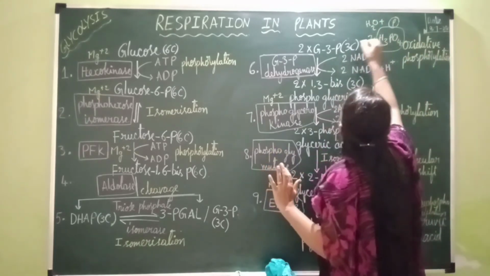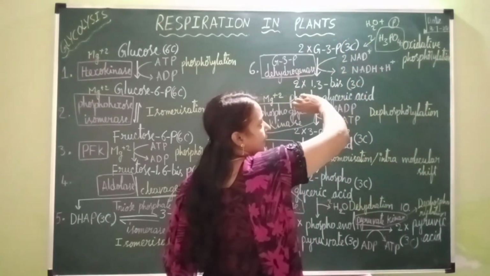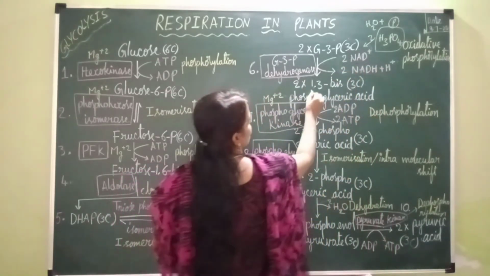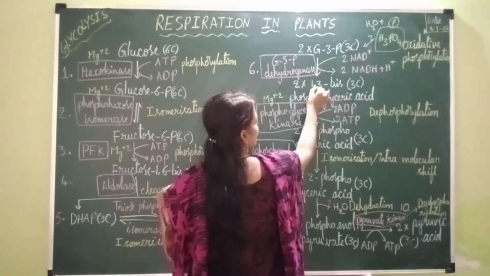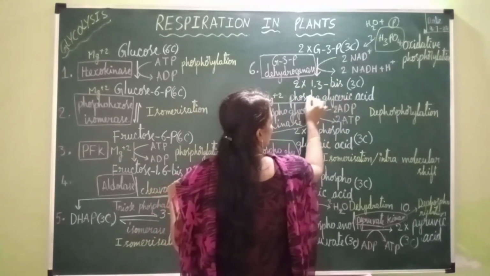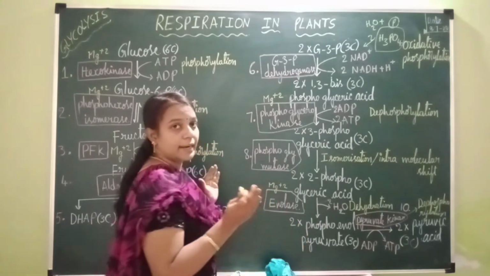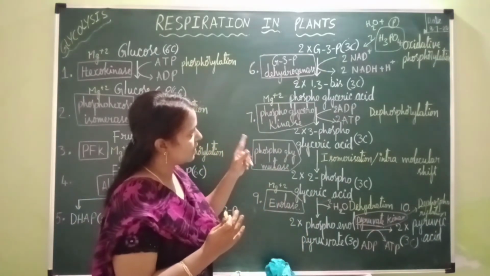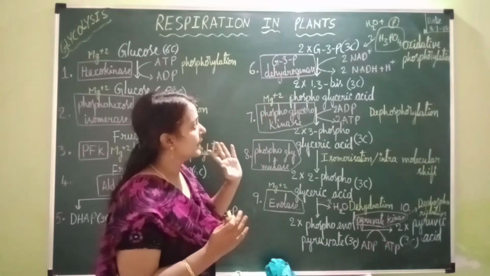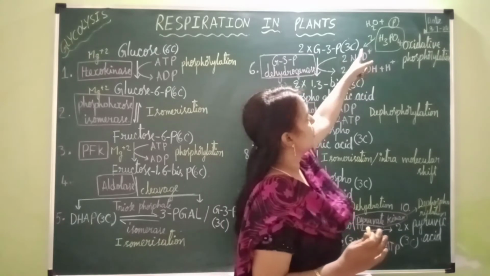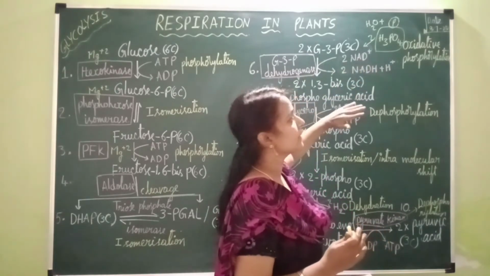So two molecules of H3PO4 are added, due to which one inorganic phosphate is added. Where is it added? At the first position of this G3P. Hence it has become 1,3-bisphosphoglyceric acid. Due to the addition of phosphate, that is phosphorylation, at first position it has become 1,3-bisphosphoglyceraldehyde. Now when water molecule is added, it has become glyceraldehyde.